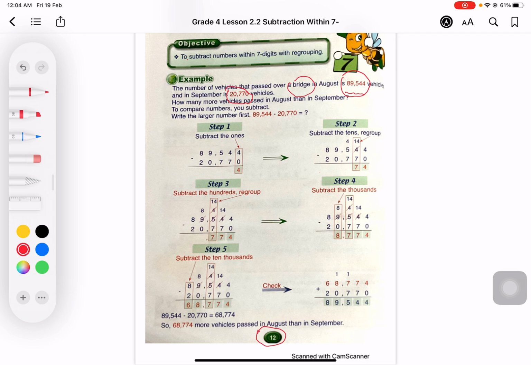To know how much one number is more than another one, you need to do what? You need to subtract. Okay? And you should start with the big number. So we have 89,000 or 20,000. Of course, 89,000 is greater. So in step 1, I will write my question and I will write the two numbers under each other and I will start subtracting. I will start with the ones.